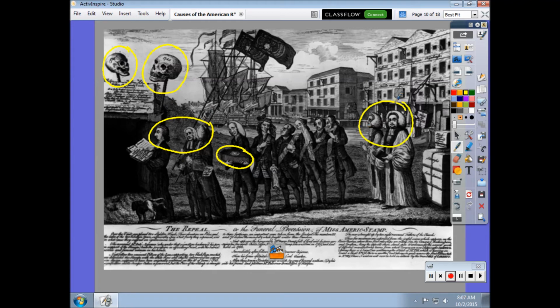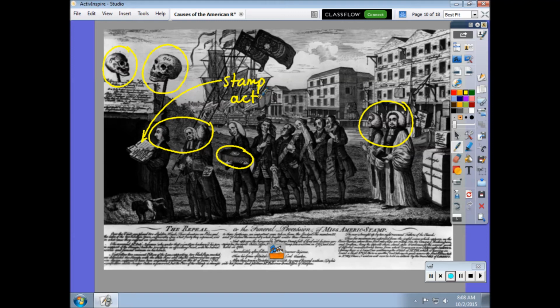But the important point of this particular drawing is this thing right here. That's the Stamp Act. This is the funeral procession for the Stamp Act. The Stamp Act has been repealed, and now the result is that it's dead. And so this drawing, found in newspapers, was to remind the colonists: this is what happened to the Stamp Act.